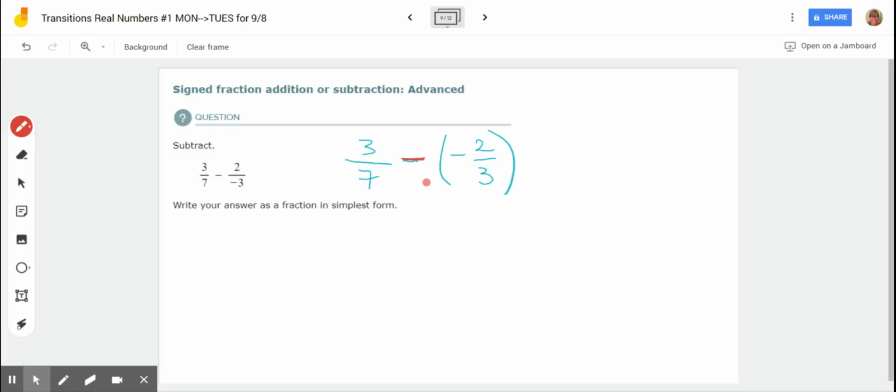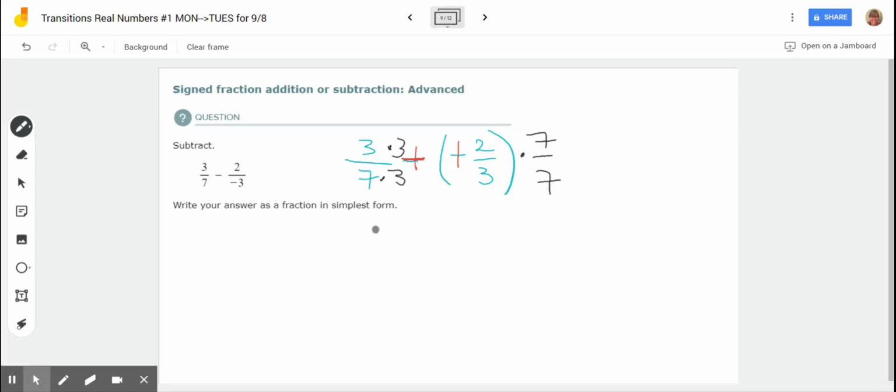All right, you got 2 negatives. To subtract means to add the opposite. So now you have a plus. Okay, but you need a common denominator. Anytime you are adding fractions, you need a common denominator. So that is going to be 21. So we're going to multiply this one by 3 over 3 and this one by 7 over 7.